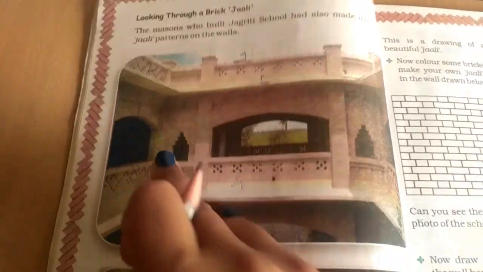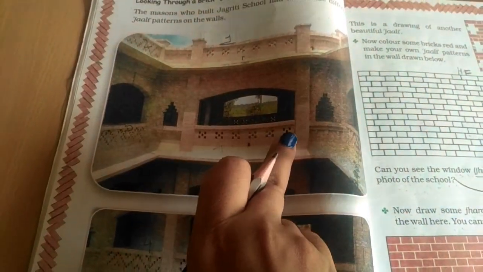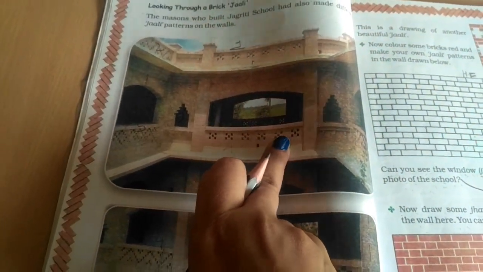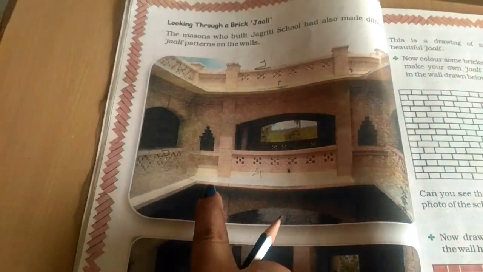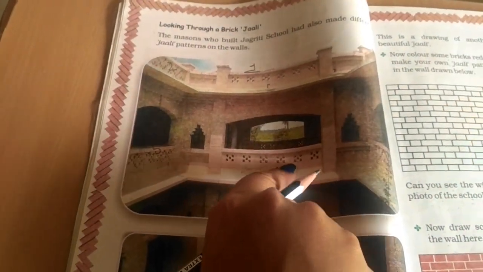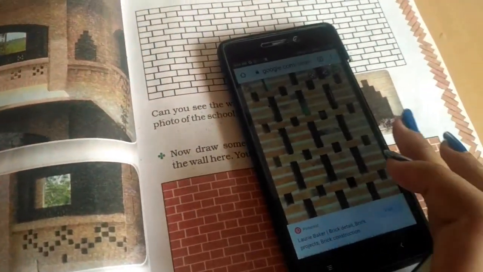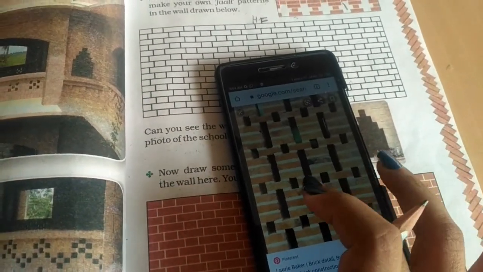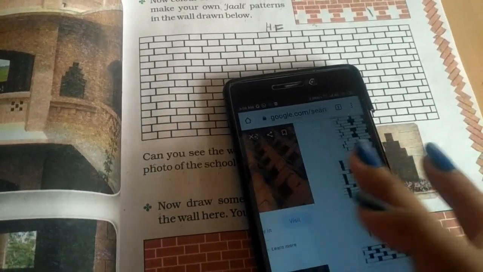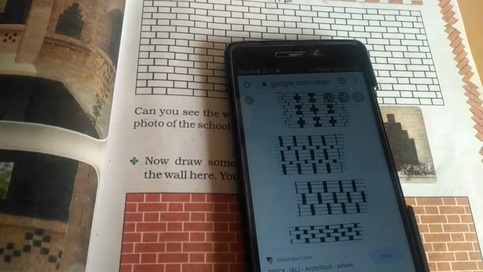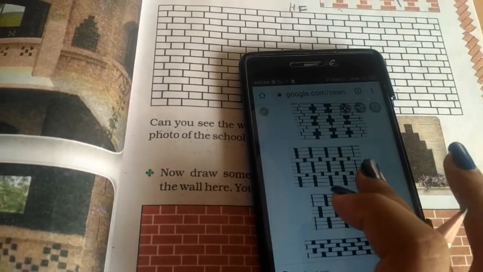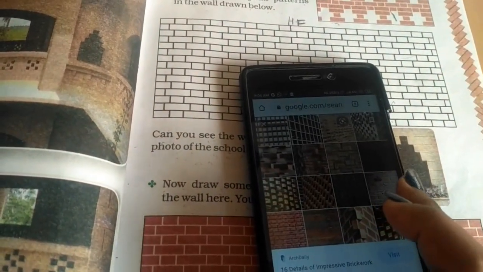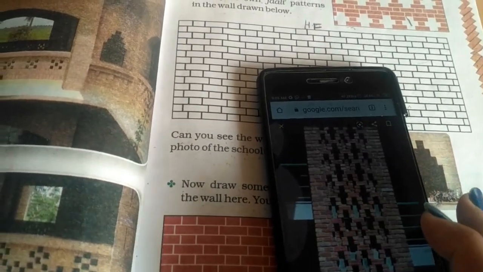What is jali? This is called a jali, which is made from brick. These brick patterns are known as jali. See, there are some other examples. This is a jali pattern which is made from bricks. This is one. This one is also a jali pattern. So these are some examples of jali patterns made from bricks.